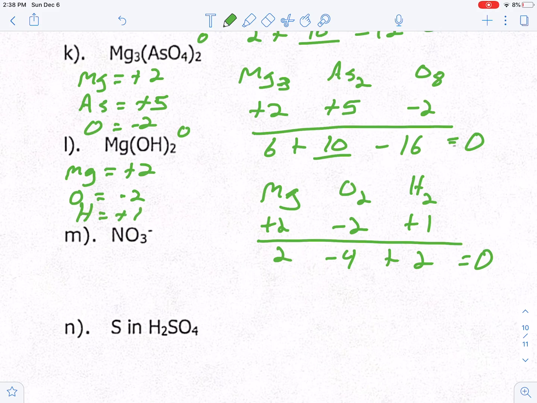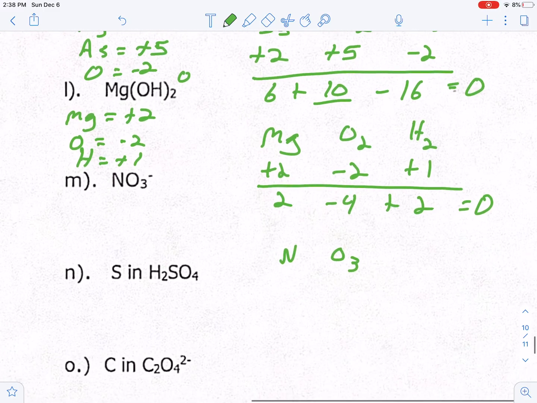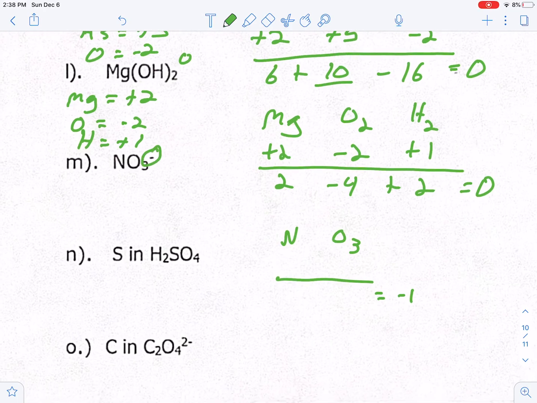Okay, next one I have NO3 with a minus 1 charge. So NO3. Okay, but I do have a charge there. There's a minus 1, so I'm going to set that equal to minus 1. Okay, so you got to watch out for that. If there's a charge there, that's what we set it equal to. So oxygen has a charge of minus 2, so 3 times minus 2 gives me minus 6. So what minus 6 gives me negative 1, so that's going to be 5. And since there's only 1 nitrogen, nitrogen is going to have a charge of plus 5. So N equals plus 5, O equals minus 2.